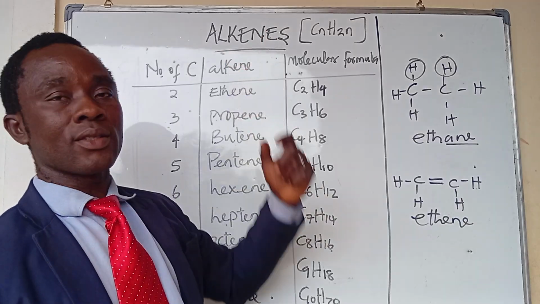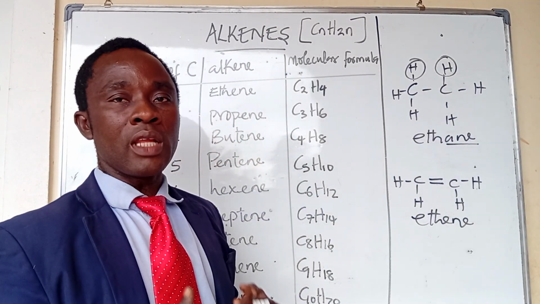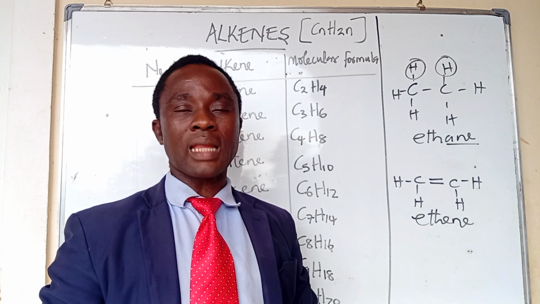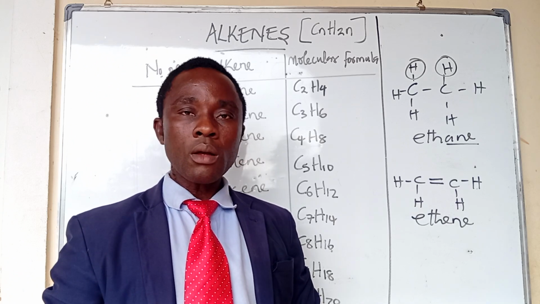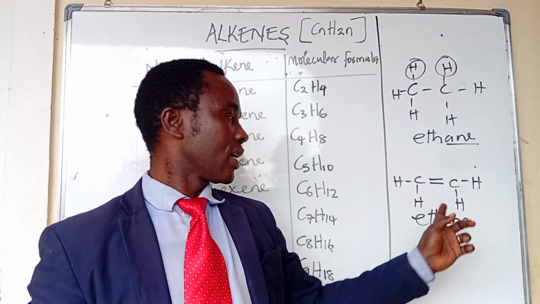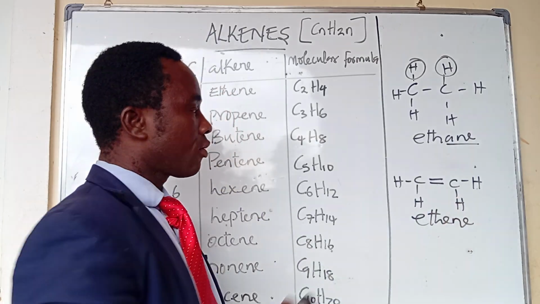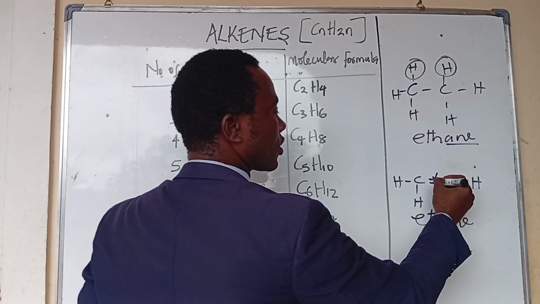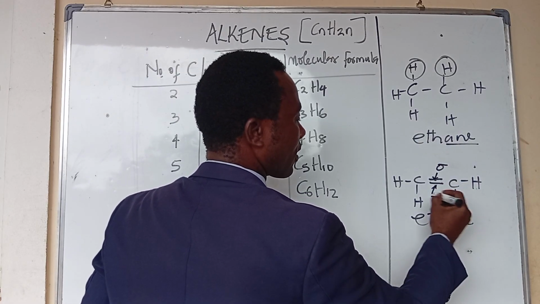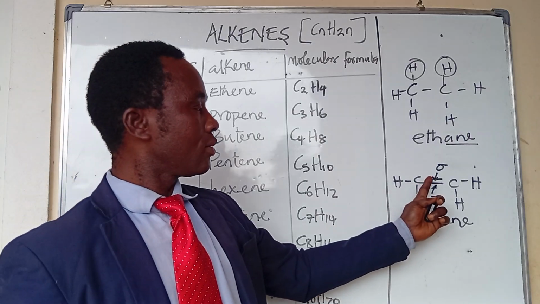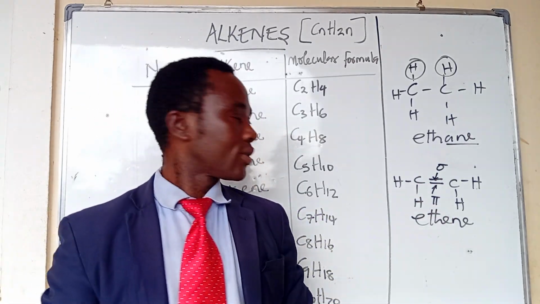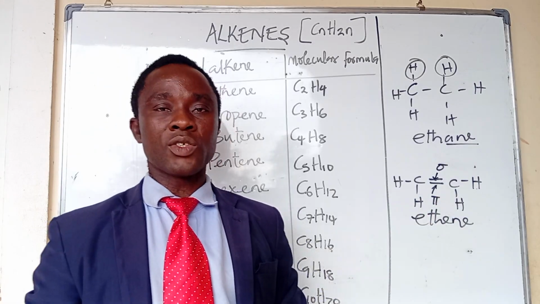Now, all alkenes have a double bond. The functional group for alkenes is the double bond. That is what determines their reactivity. Also, all addition reactions of alkenes involve breaking the double bond. Now, every double bond is made up of one sigma bond and one pi bond. That is, one sigma bond and one pi bond. In the reactions of alkenes, it is the pi bond that is broken.